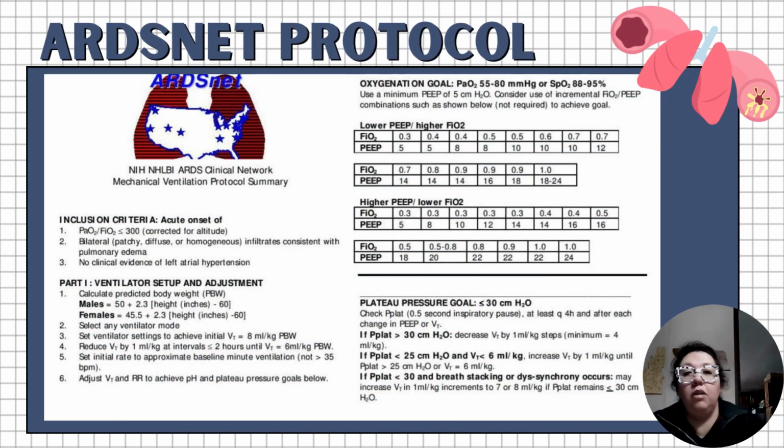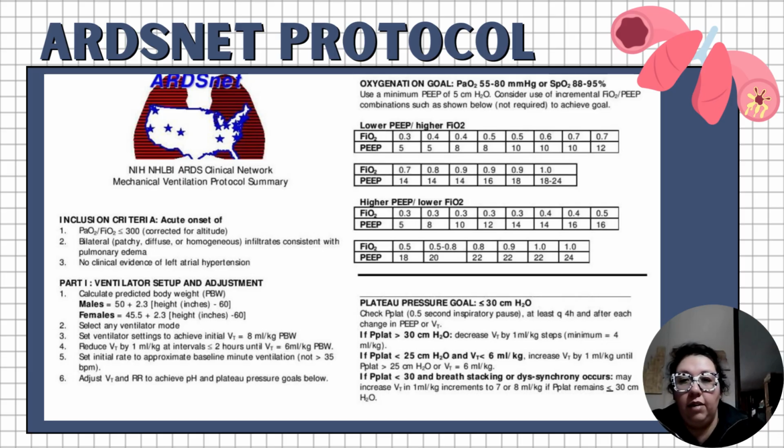Okay, ARDS-NET protocol. So the ARDS-NET protocol, that one. So here it shows the inclusion criteria. So for our acute onset, our PaO2 to FiO2 ratio has to stay under 300 corrected for altitude, with bilateral patchy, diffuse or homogeneous infiltrates consistent with pulmonary edema. These are requirements that would categorize you as an ARDS patient that this protocol would help.